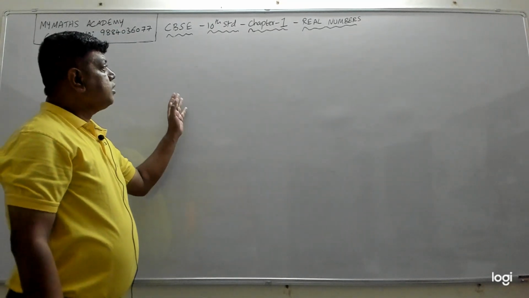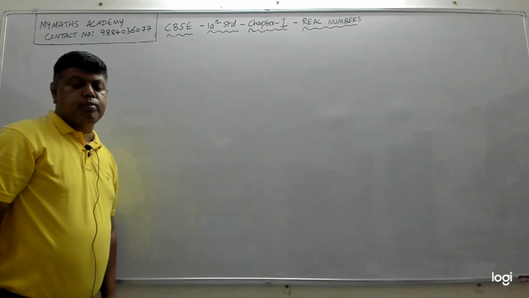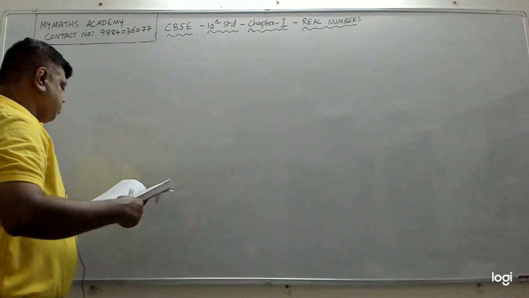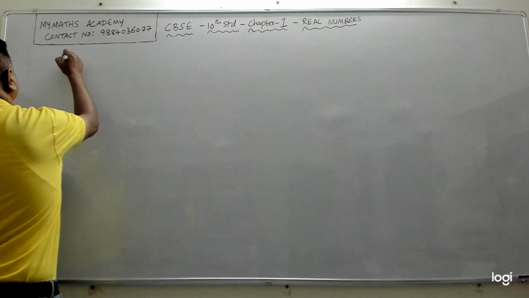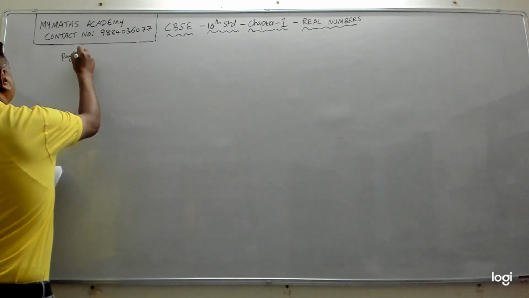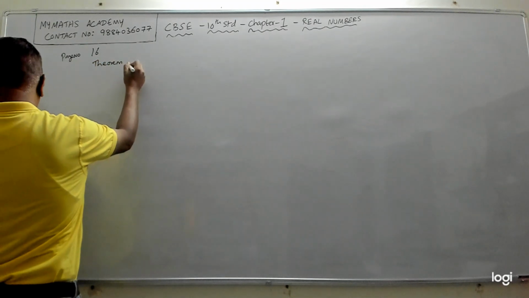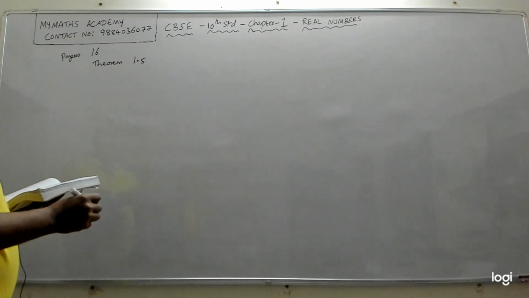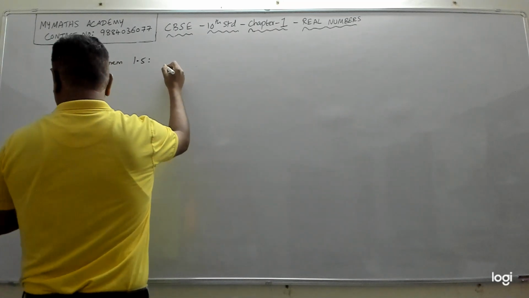In this session, we'll continue with the chapter Real Numbers from 10th standard CBSE Mathematics. I'll continue from Theorem 1.5 in page number 16 in your textbook. So page number 16, Theorem 1.5. Fine. So what it says is Theorem 1.5.